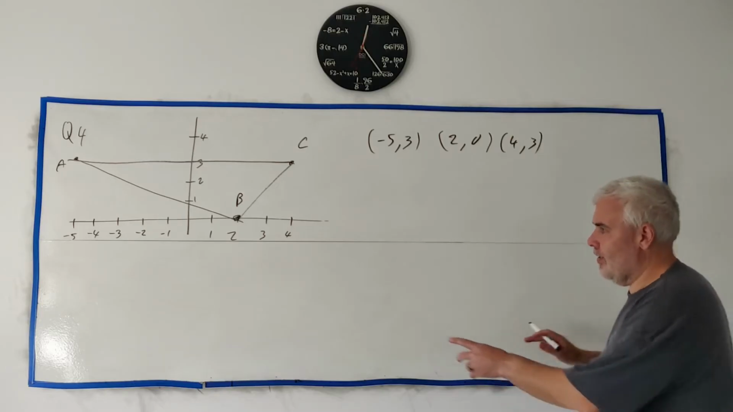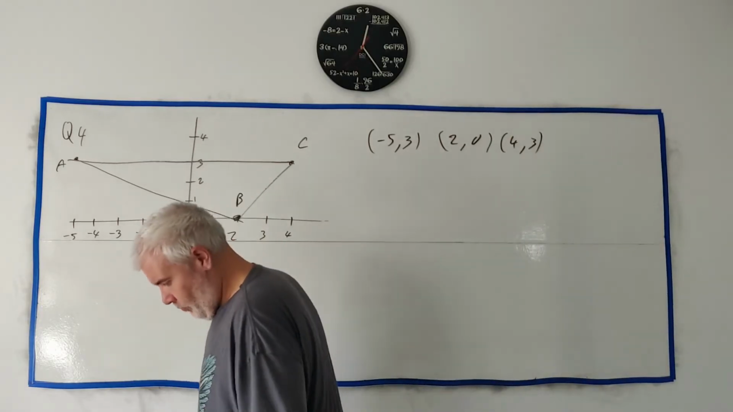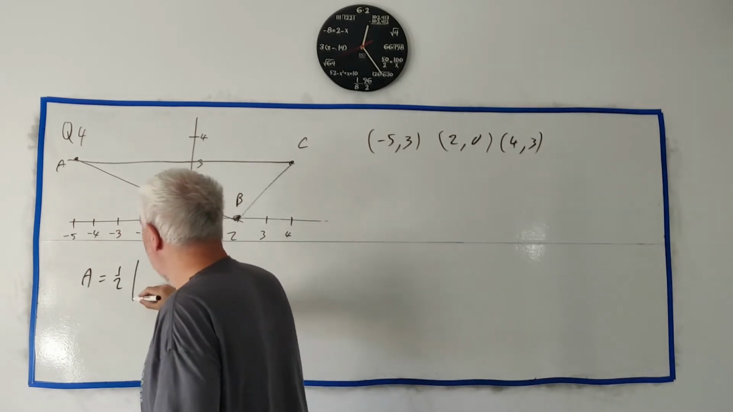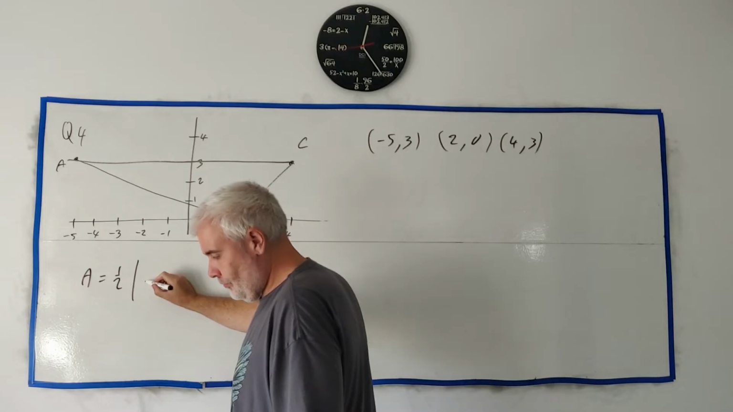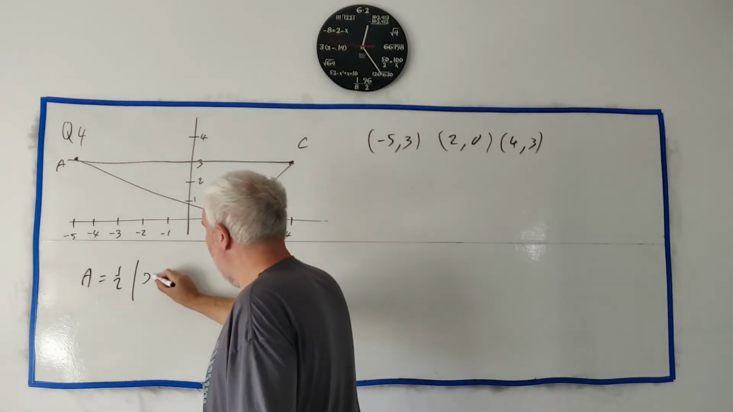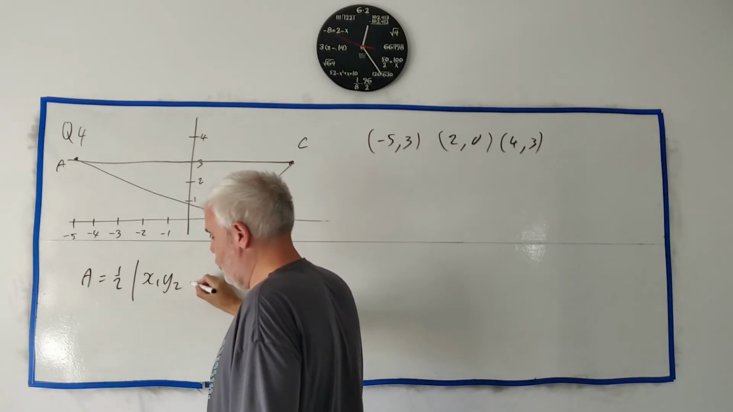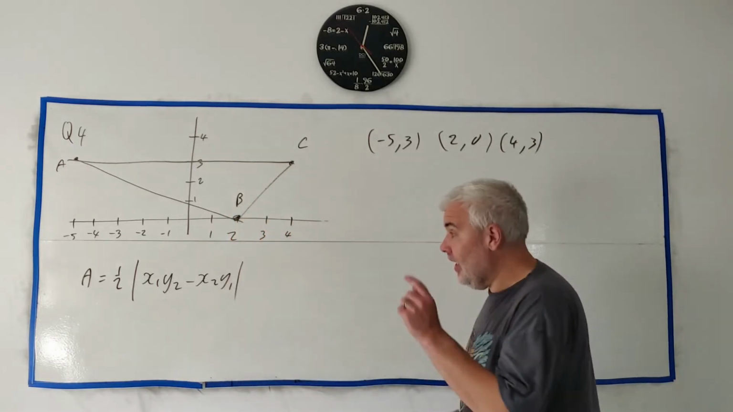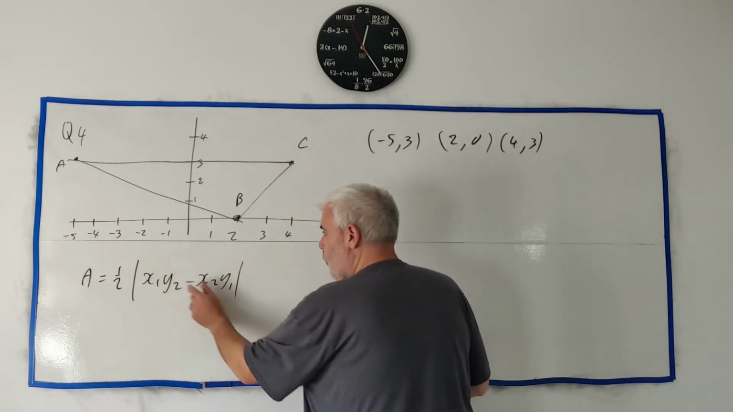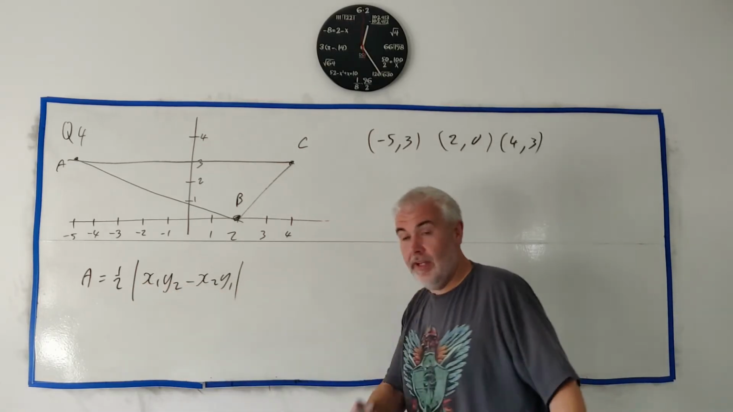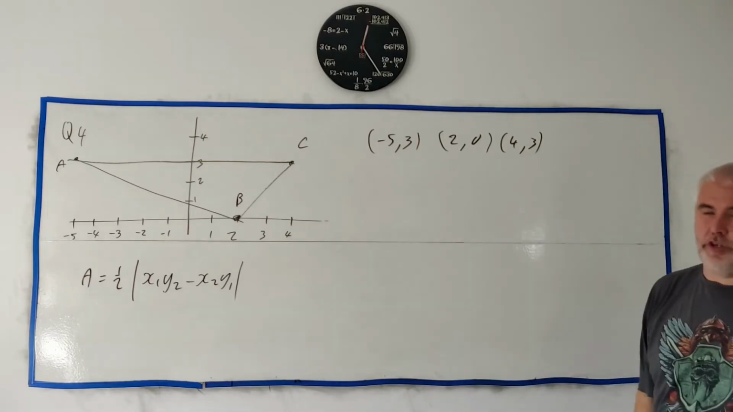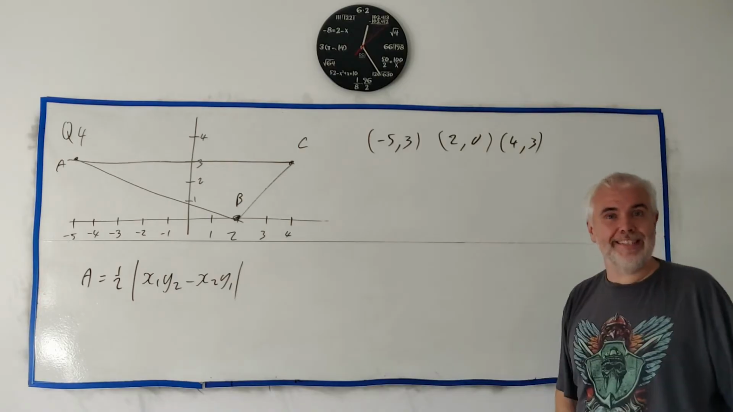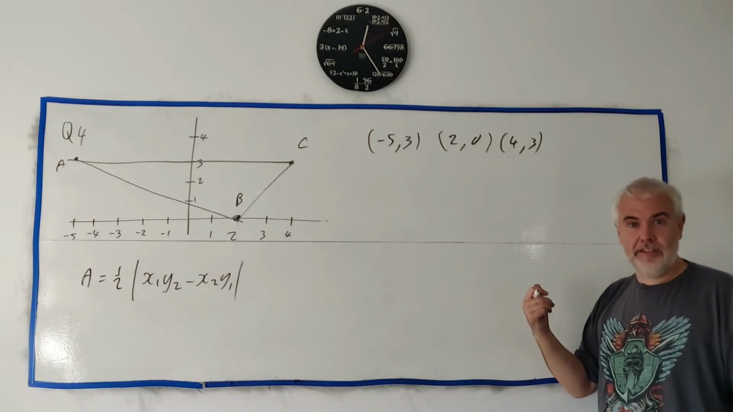That formula, let me write it down over here. I think I can remember. A is equal to a half the absolute value of, no, I need it. Okay, there it is there. X1, Y2 minus X2, Y1. That's the formula. You need 2 points for this. X1, Y1, X2, Y2. The problem is we have 3 points for a triangle. So this formula only works if one of these points is 0, 0. And it's not 0, 0.